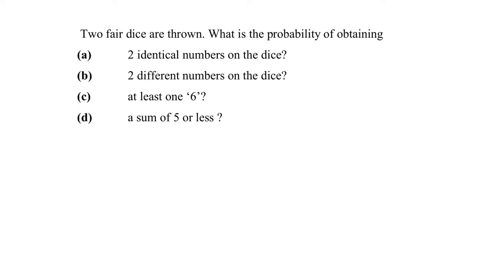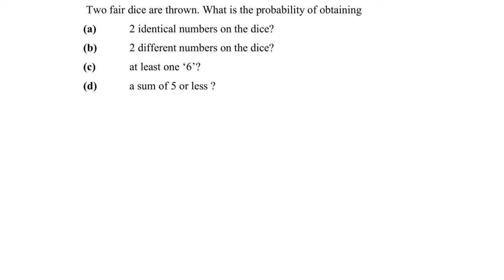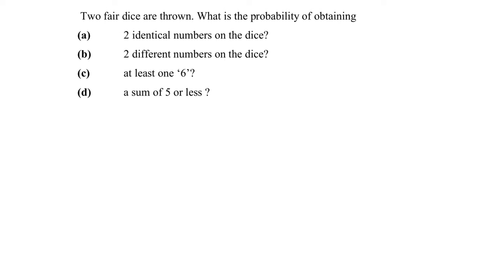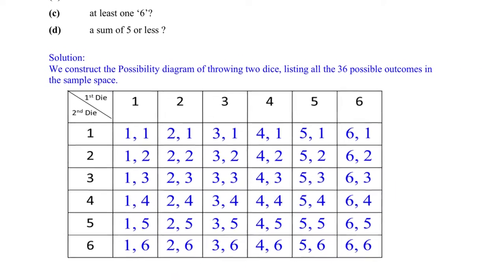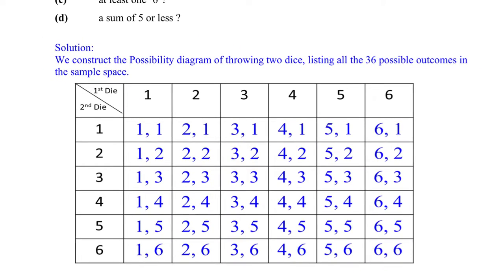Step 1. Since we are going to throw two fair dice, Mr. Tan here is going to construct a possibility diagram, and because we are going to throw two fair dice, there's a total of 36 possible outcomes. We throw the first die 1 2 3 4 5 6, second die 1 2 3 4 5 6, and these are the 36 possible outcomes.